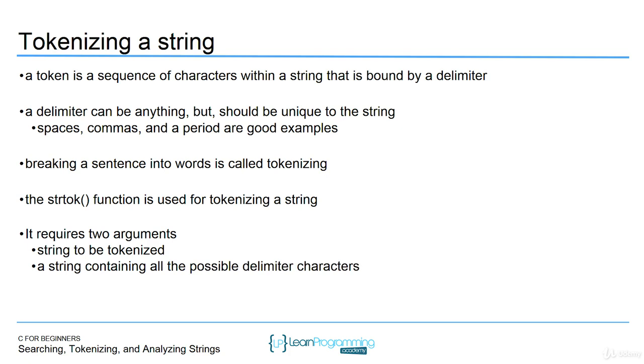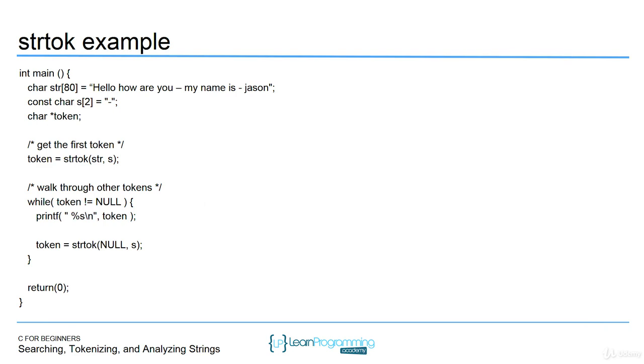It requires 2 arguments. The string to be tokenized, which is the entire string that has the delimiters, and then the string containing all the possible delimiter characters. You can specify what you want to set as the boundary. So here's an example. We're creating a character array, 80. It says, hello, how are you, dash, my name is, dash, Jason. We then create a constant string that represents the delimiter, which is the minus, the dash. It looks a little different, but it's still the minus, the dash. They're both dashes. And then we create our pointer, which is token.